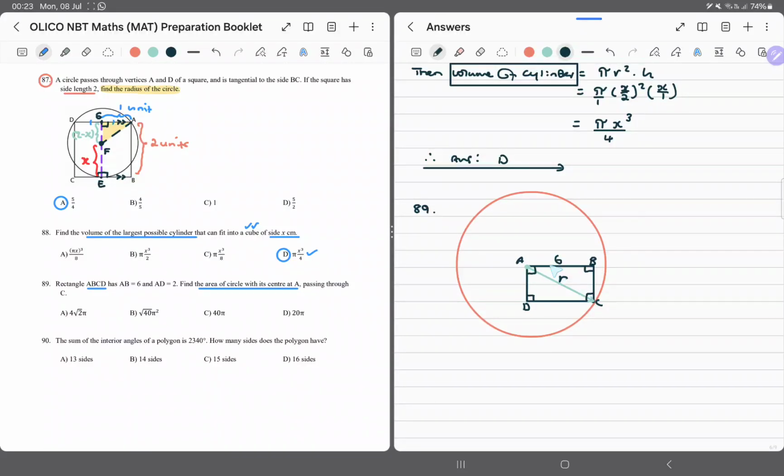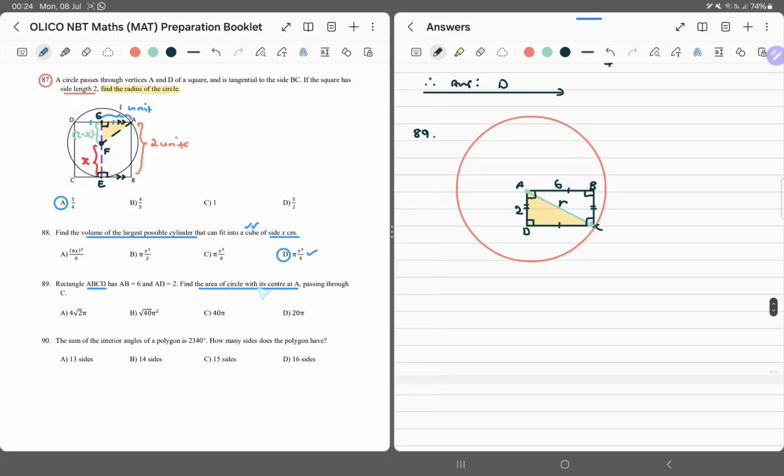Alright, so this is 6, this is 2 units. So this means we can use Pythagoras in any one of these triangles. So maybe let's choose this one. So this becomes a right-angled triangle. And obviously, we know that the opposite sides of a rectangle are essentially equal. So we don't need to stress ourselves here with a lot. So all we need is to find the area of the circle. So this is very easy.